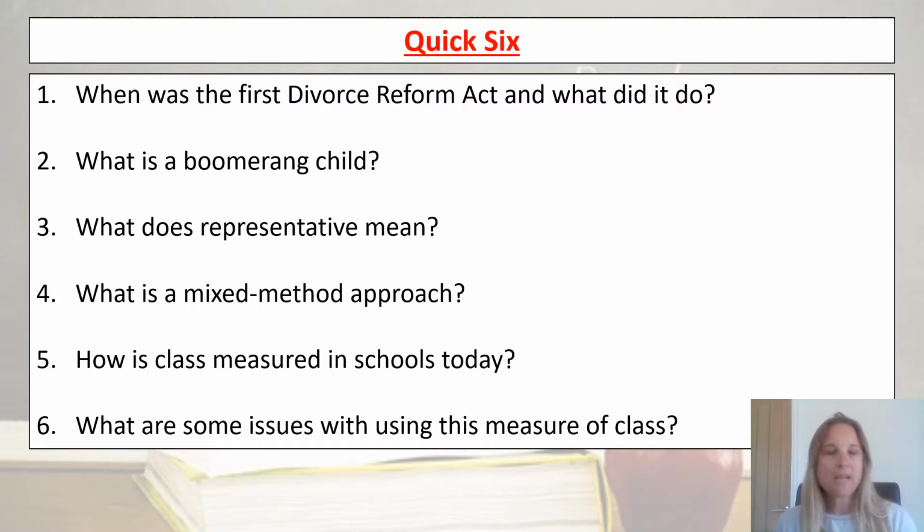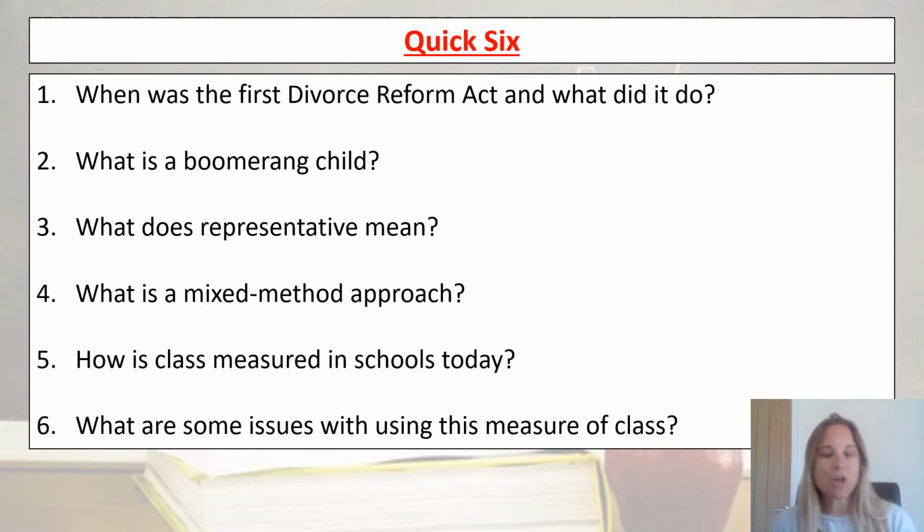Okay, so number 1, when was the first Divorce Reform Act and what did it do? So that was in 1969, and essentially what it did was make divorce easier. You no longer had to say that your marriage had broken down because of cruelty or adultery, for example. It could now break down because of irretrievable breakdown. In other words, you're just simply not getting along.